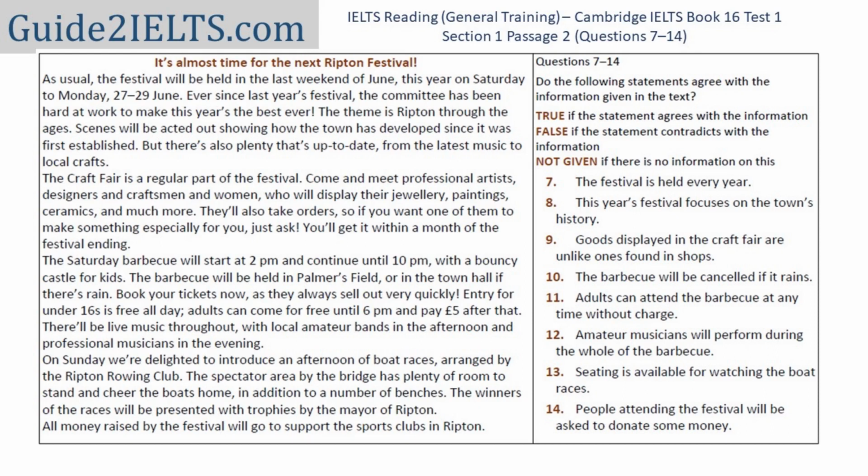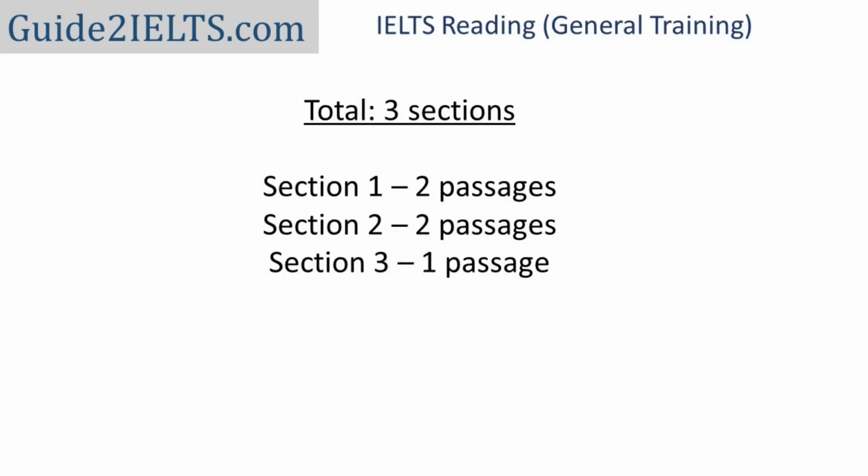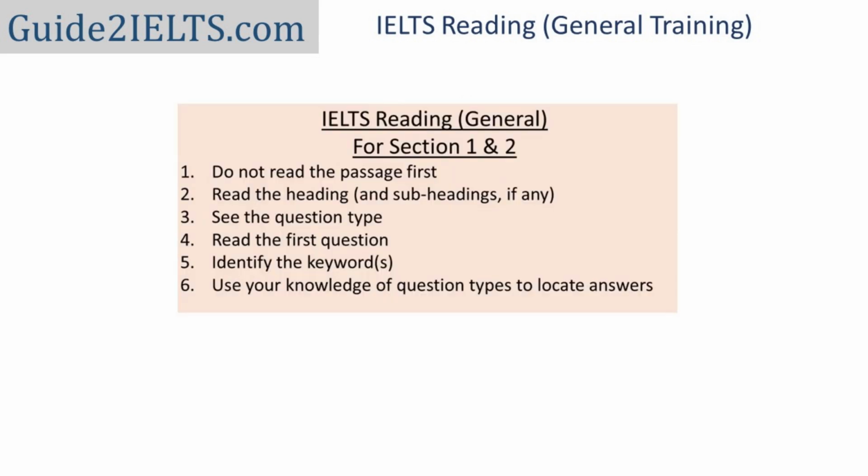Let's work on solving this IELTS reading general training passage from Cambridge IELTS Book 16. Sections 1 and 2 in Reading General have two passages each, and each of the passages just has one question type. The recommended way of working on these passages is to not read the passage first or even skim through it. Read the heading of the passage and, depending on the question type, start looking for the answers.